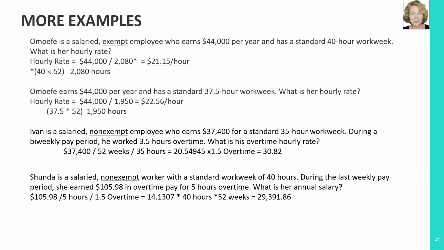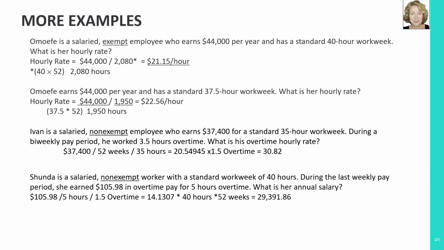Ivan is a salaried, non-exempt employee who earns $37,400 for a standard 35-hour work week. During a biweekly pay period, he worked 3.5 hours overtime. What is his overtime hourly rate?